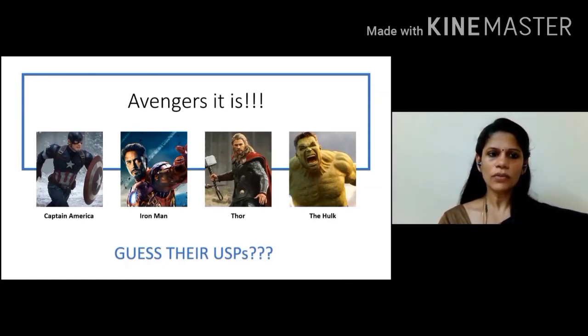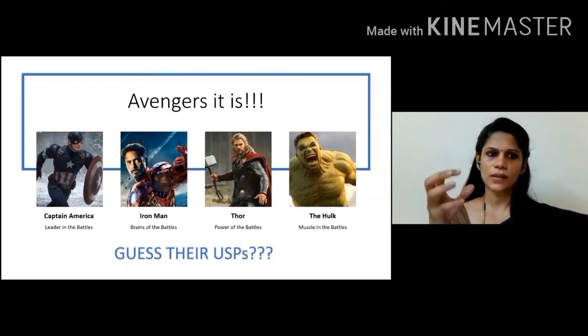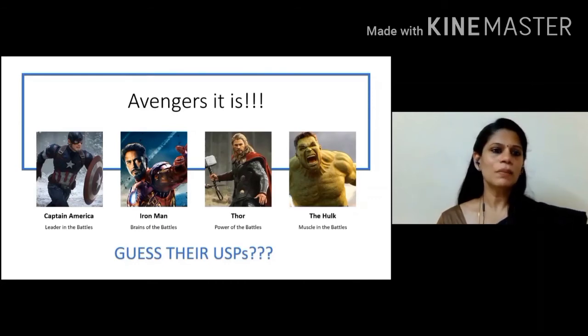All right. Now you have come up with the answers, so let me give you my answer. See, Captain America is always the leader in all the battles. He leads the team. Iron Man is the brains of the battle. He decides what to do, when to do, how to do. Everything is designed by Iron Man. And Thor uses his enormous power to achieve success for the team. Hulk is the muscles of the battle. You understand what is USP?